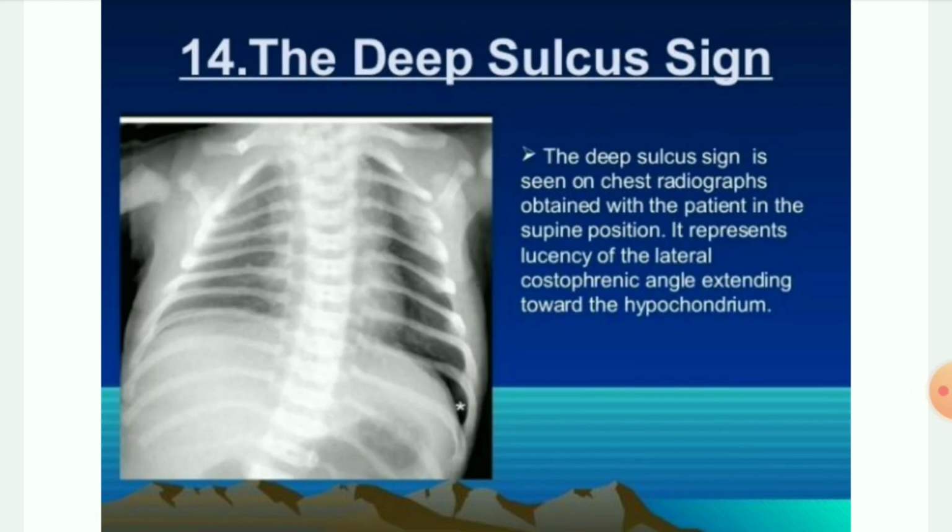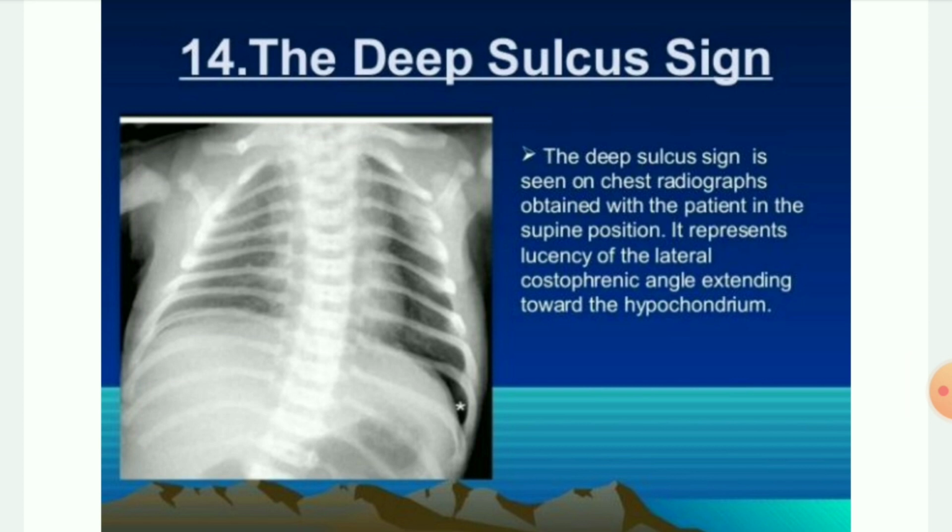Next sign is the deep sulcus sign. The deep sulcus sign is seen on chest radiographs obtained with the patient in the supine position. It represents lucency of the lateral costophrenic angle extending toward the hypochondrium. It is important that the lateral costophrenic angles are included on the radiograph, as failure to diagnose pneumothorax may be life-threatening because of the risk of tension.